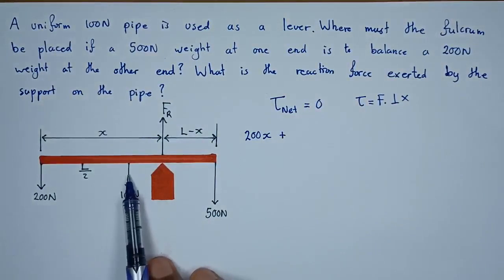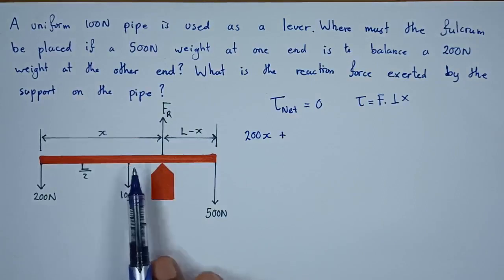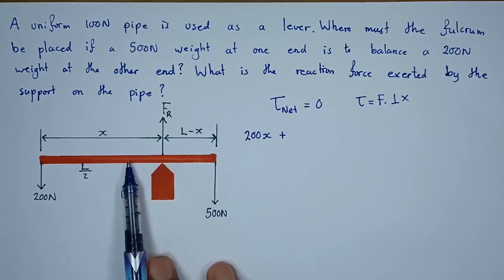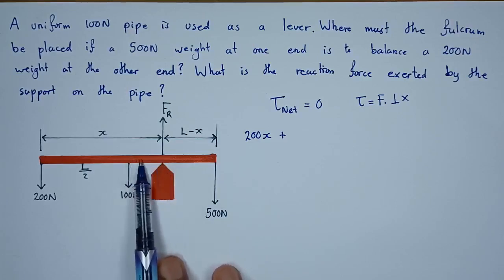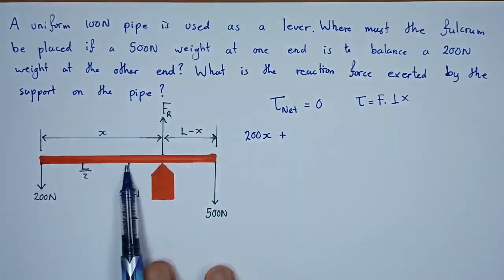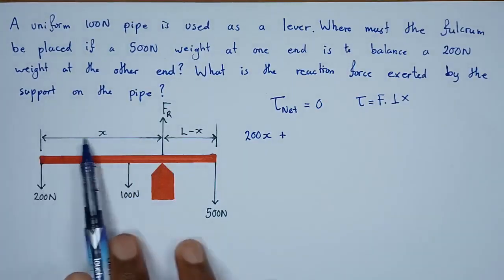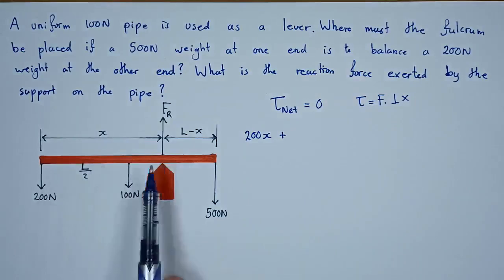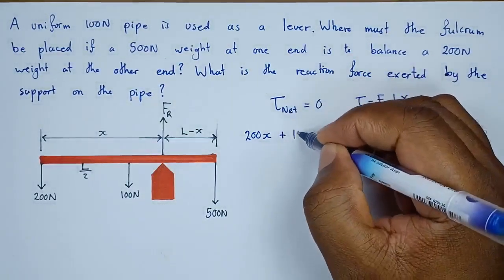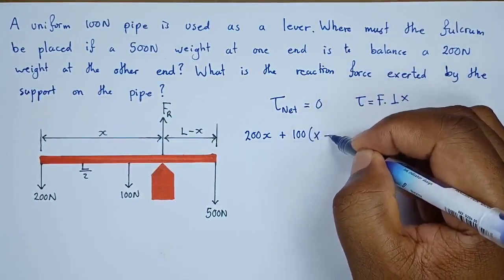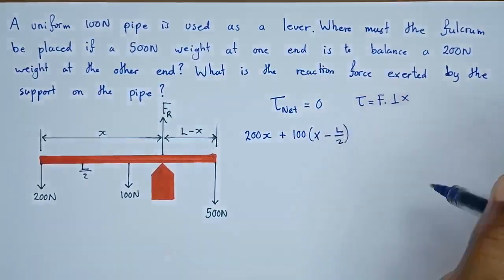Now, this one is also going in the anti-clockwise direction, hence it is also positive. If that's the case, what is the distance from here to here? That's what we want. So the distance from here to here, we can simply say this distance is x minus L over 2. Because from here to here, it's L over 2, but from there to there, it is x. So we'll say x minus L over 2, then we have this expression here. So the force is 100. The distance is simply x minus L over 2, like that.